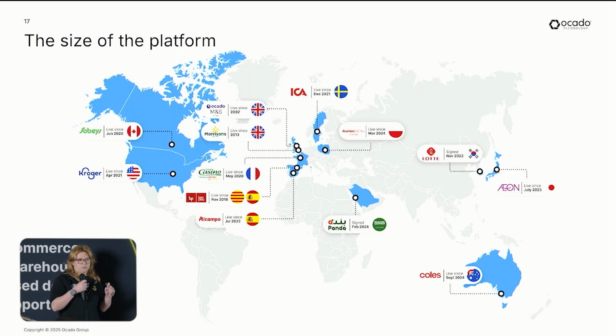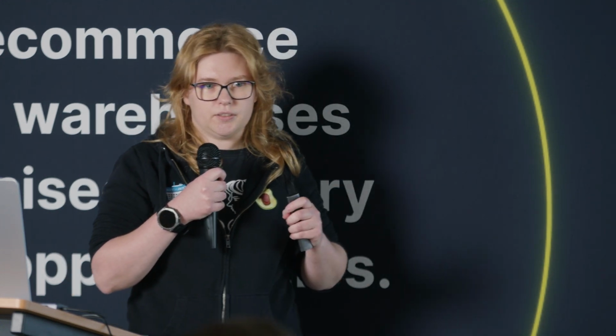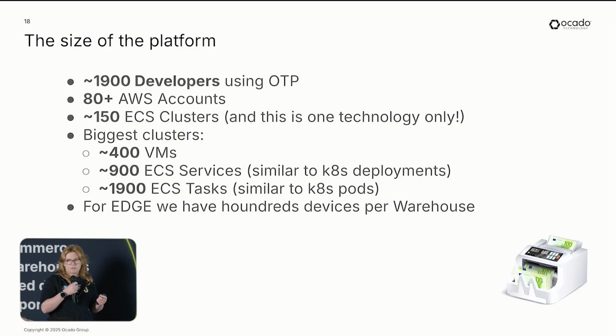Okay, so we have the platform. We have also 13 global partners, retailer partners. What does it actually mean? It means that the platform needs to be available all the time and everywhere. It needs to be global. And this causes this platform to be huge.